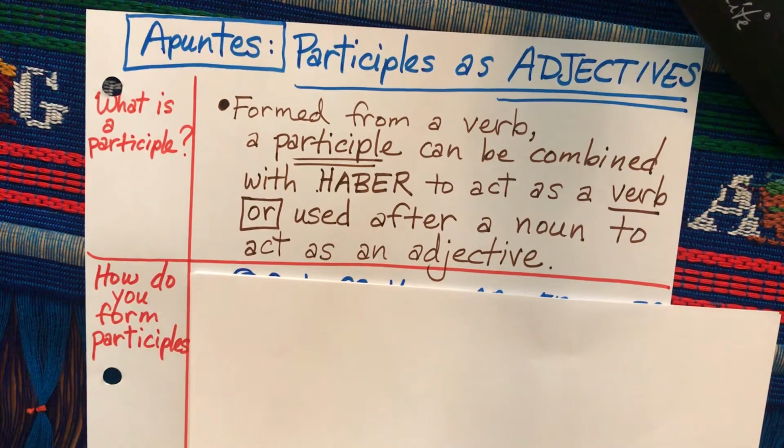A participle can be combined with haber to act as a verb, or it can be used after a noun to act as an adjective. So participles are things like eaten. Eaten is part of a verb. It can be combined with I have eaten, or it can be combined with a noun to be like the eaten apple is still on the table. If it was an apple core or something.